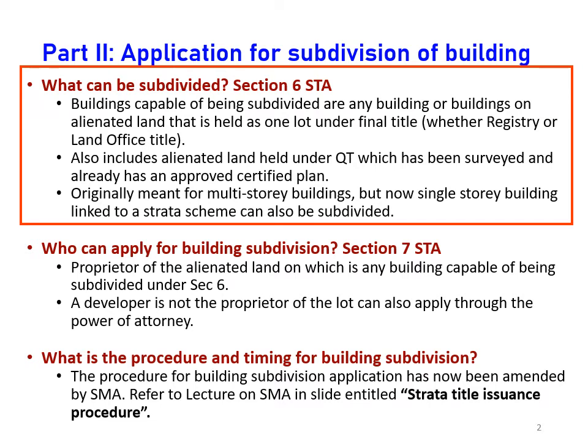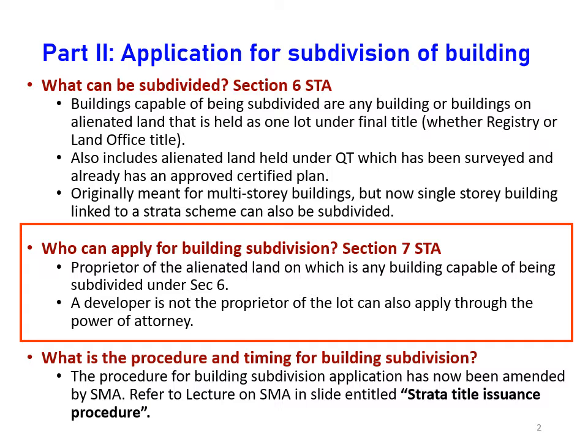Now, who can apply for building subdivision? So under section 7 of STA, it says that proprietor of alienated land. So that means the landowner. We said before, the landowner can be the developer, or if it's a joint venture, the proprietor is the owner, different from the developer.